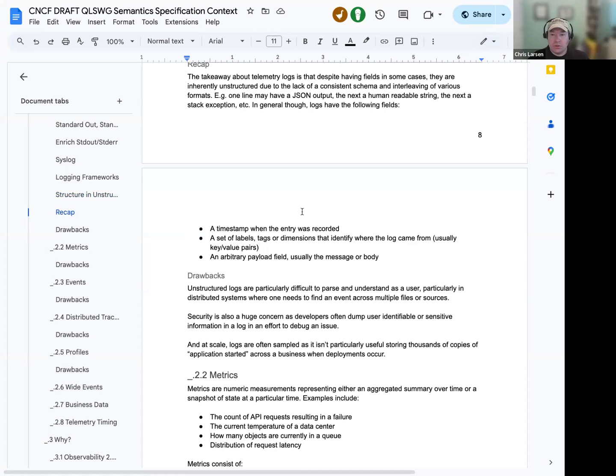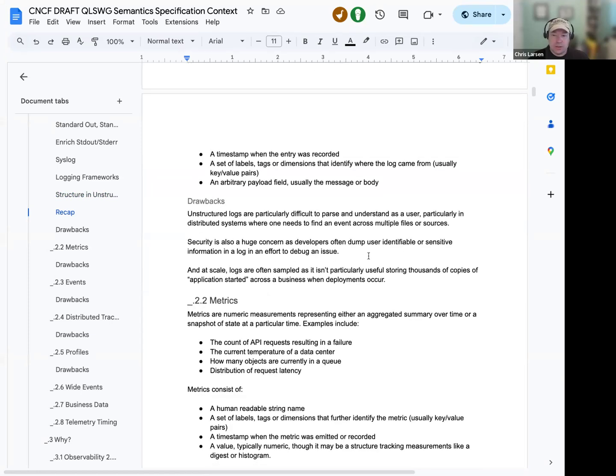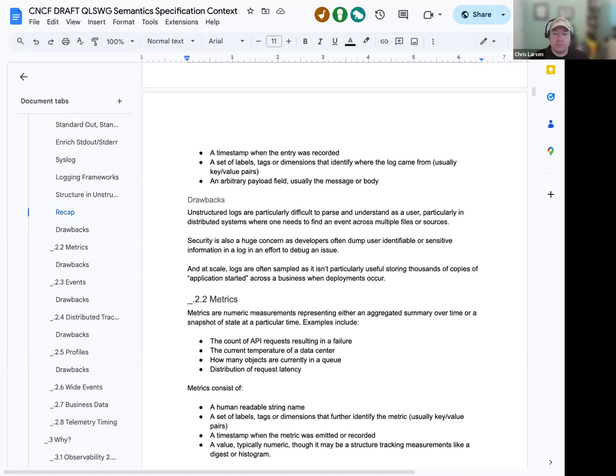So just to recap, you always have a timestamp. Generally, we started having sets of labels and tags for logs, etc. The drawbacks, of course, for logs are that the unstructured ones are really difficult to parse for machines, but easier for a user. Security is also a huge concern because somebody could dump personally identifying information into a log line, and all of a sudden it's on disk and it's spread around all over the company. And if anybody has the rights to look at that log, they can access critical sensitive information.